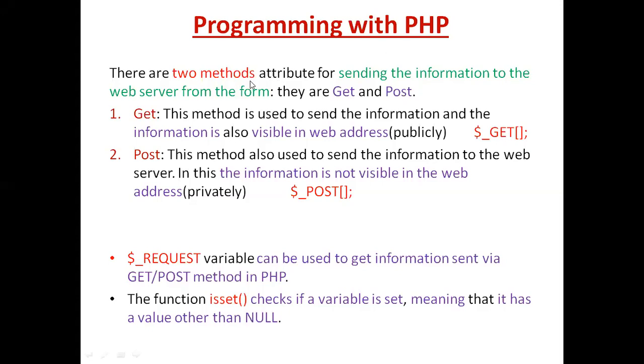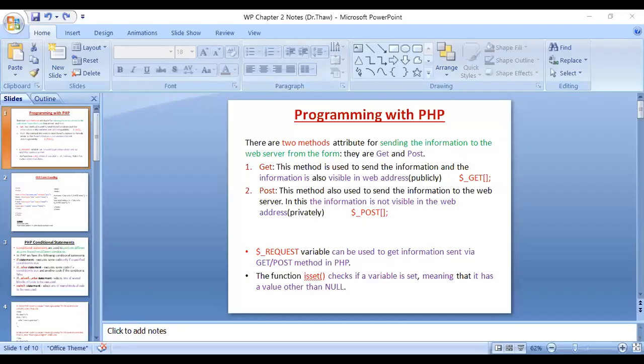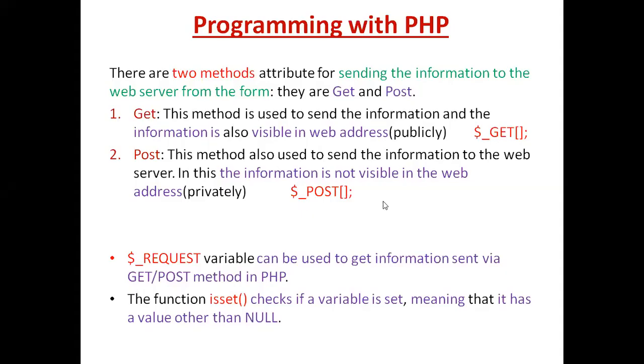Okay, so there are two methods for sending the information to the web server from the form: GET and POST. When the GET method is used to send the information, the information is also visible in the web address, so it is called public. You write it like this: $_GET, with open and close brackets here.